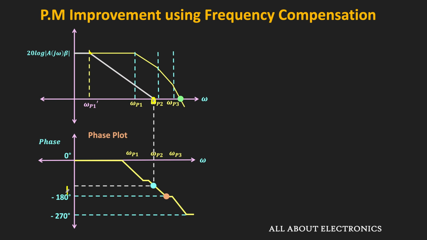That means to get this desired phase margin, the new dominant pole in the feedback amplifier should be located over here. So in this way, by shifting the dominant pole, it is possible to improve the phase margin of the feedback amplifier. And in this way, it is possible to improve the stability. So of course by doing so, it is possible to improve the stability.